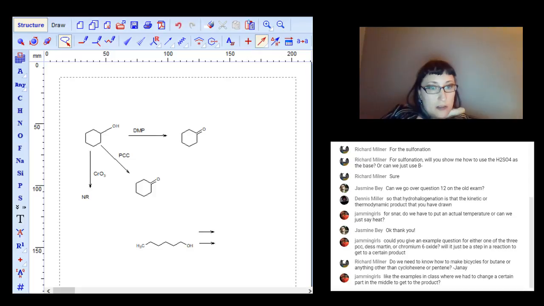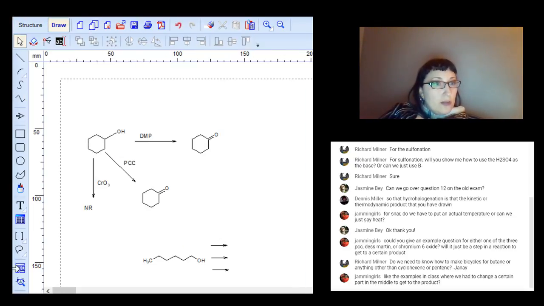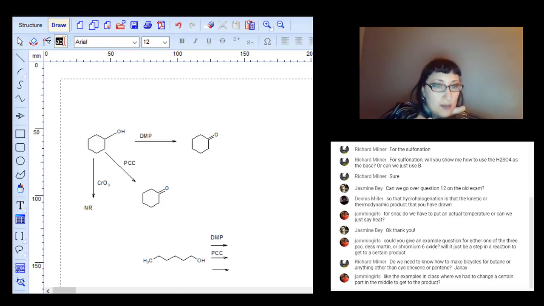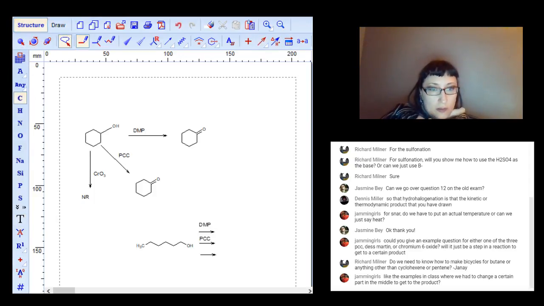the draw button, text button, the Dess-Martin periodinane and the pyridinium chlorochromate would give you the same product. It would be the aldehyde, so that was 1, 2, 3, 4. I always do 6 carbons. I don't know why.